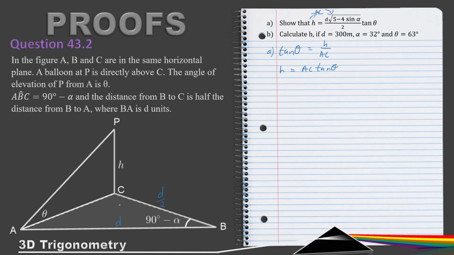So here, are we going to use the sine or cosine rule? Immediately I see that we have two sides with an included angle and then the opposite side. So this definitely resembles the cosine rule. So AC squared is equal to this side D squared plus the other side D over 2 squared, minus 2 times D over 2 times cos of 90 minus alpha.